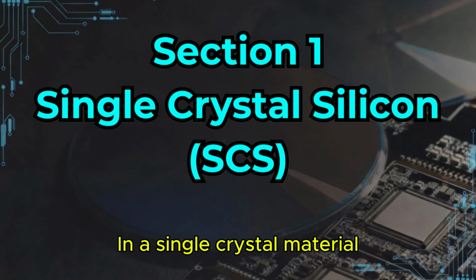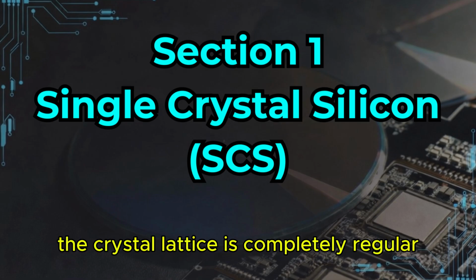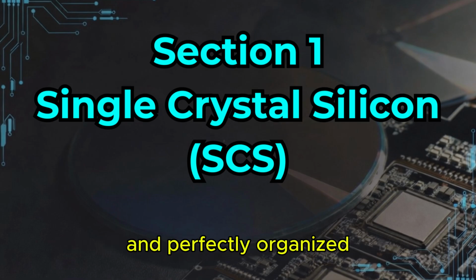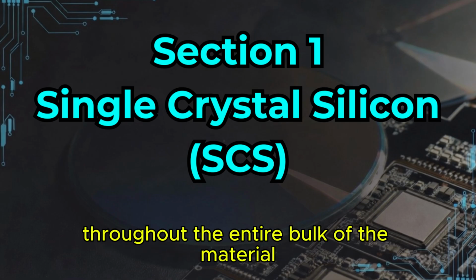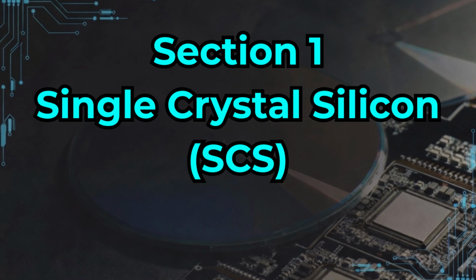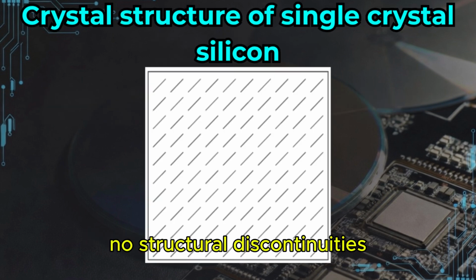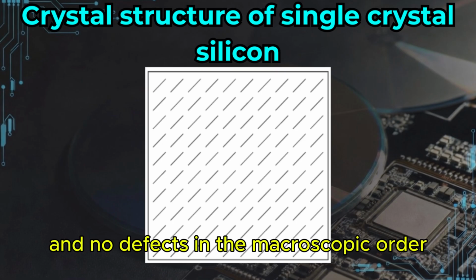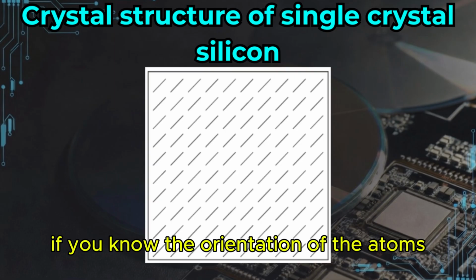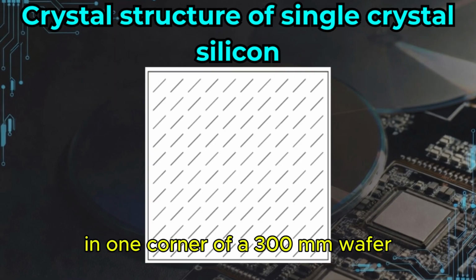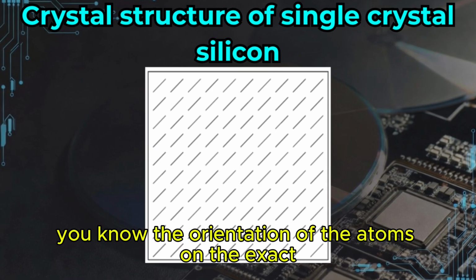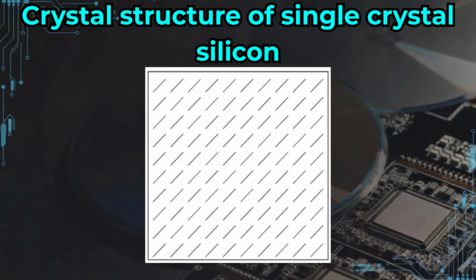In a single crystal material, the crystal lattice is completely regular and perfectly organized throughout the entire bulk of the material. There are no interruptions, no structural discontinuities, and no defects in the macroscopic order. If you know the orientation of the atoms in one corner of a 300 millimeter wafer, you know the orientation of the atoms on the exact opposite side.